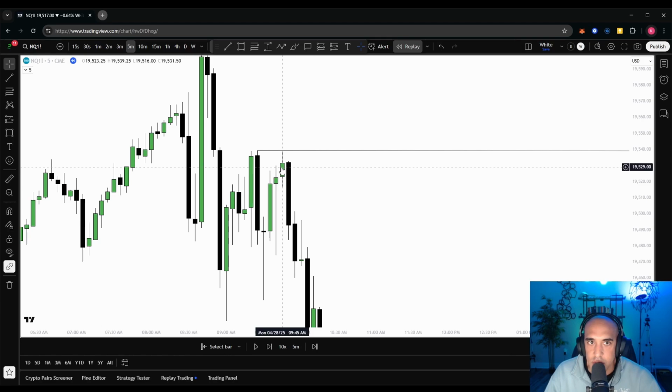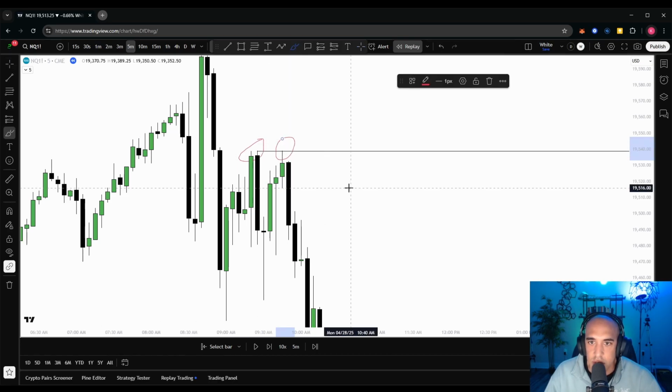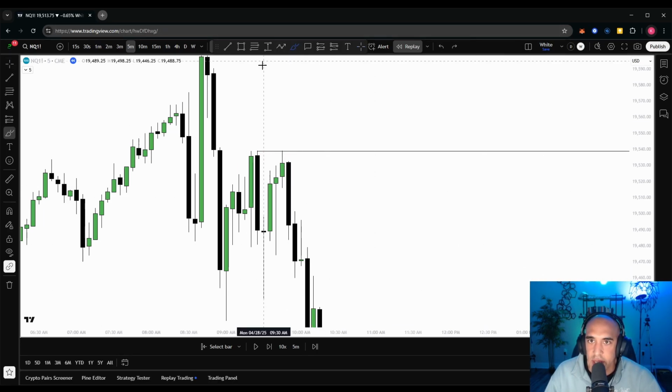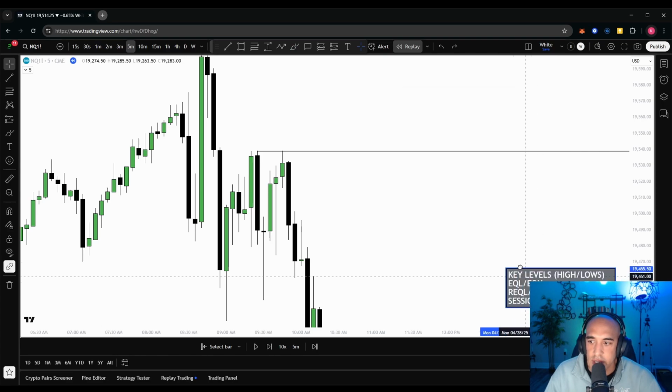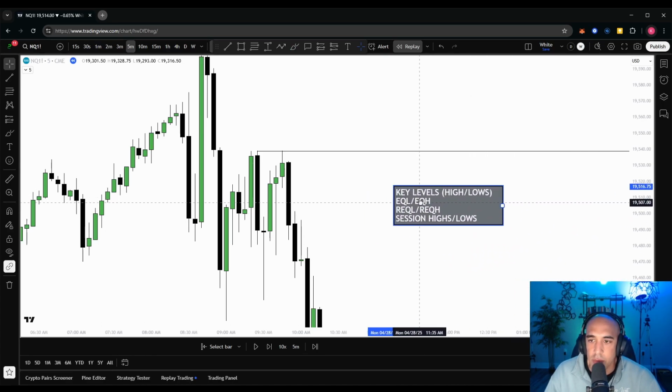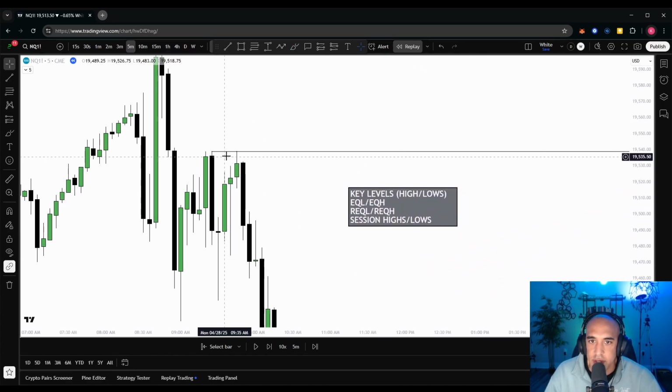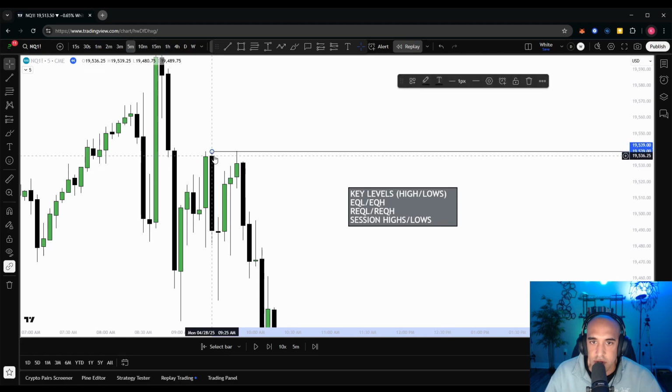Look at the high on this one, 19,539.25. Look at the high on this one, 19,539.25. When you see that, that's artificial. The market literally put these two levels in just so it can come get them later. This is why equal highs and equal lows, relative equal highs and relative equal lows are probably my favorite levels to target, because price is going to go to these things. It's artificial. It's fake.